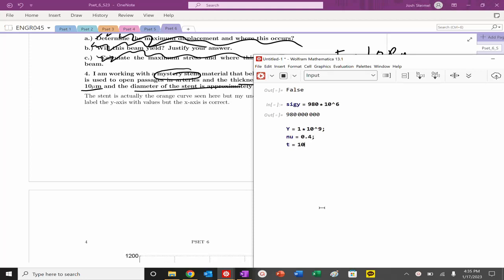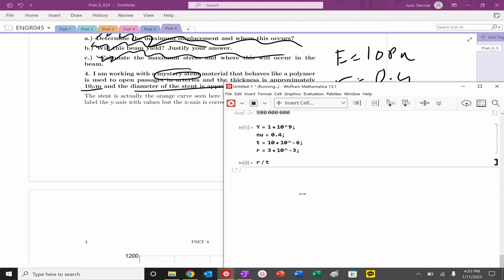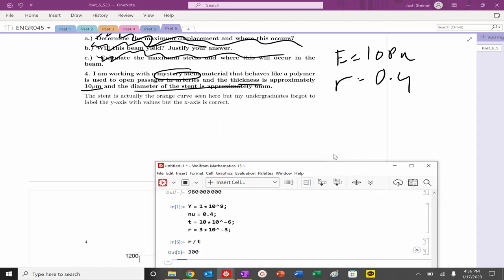My thickness equals 10 times 10 to the minus 6. And my radius is equal to 3 times 10 to the minus 3. If it's a thin wall pressure vessel, my R/T value must be greater than or equal to 10. Let's wait with bated breath. And we are definitely a thin wall pressure vessel.